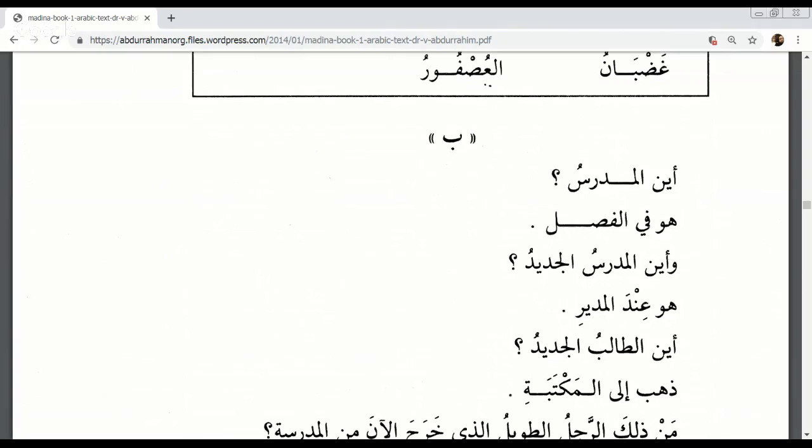وأين مدرسة، مدير مدرسة sorry. Yes, al-mudarrisu. So we have al-madrasatu, which is the school, and we have al-mudarrisu, which is the teacher.